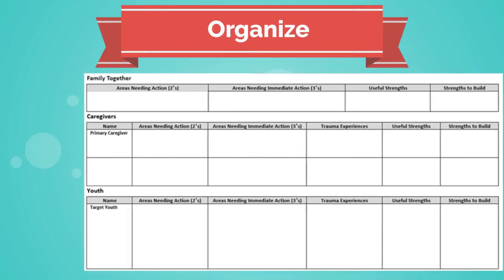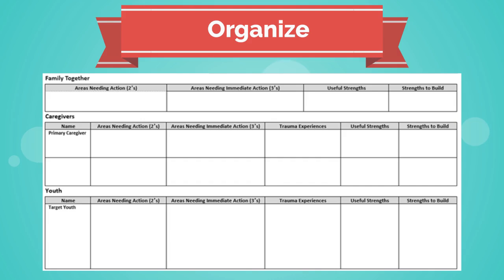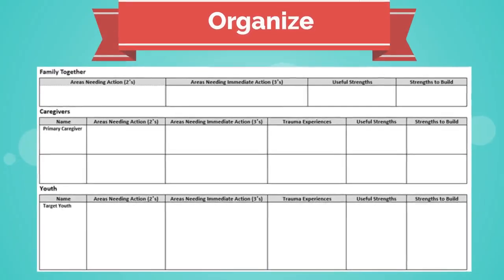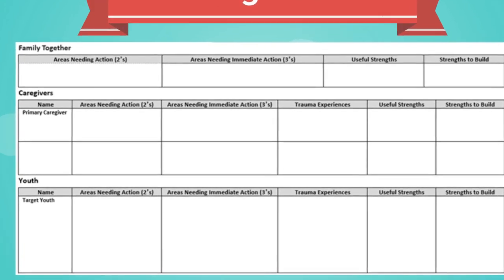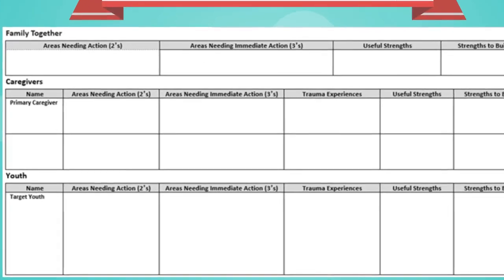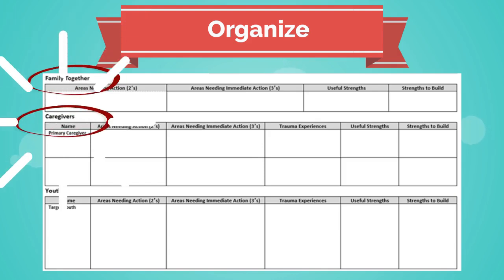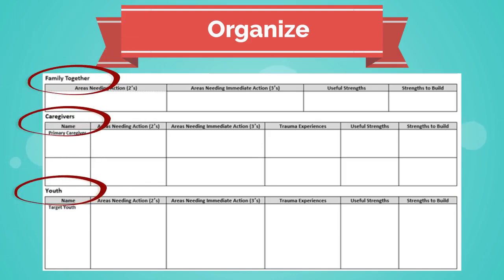It is important to organize the needs and strengths into the summary sheet. This makes sure we do not miss any needs that are 2s and 3s on the FAST, or miss any strengths that can help us when planning solutions for those needs. The first thing you want to do on the Youth Services Summary Sheet is to list needs and strengths into the three domains of the family together, the caregivers, and the youth.